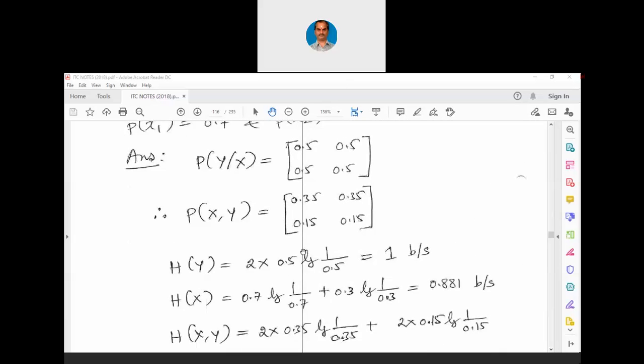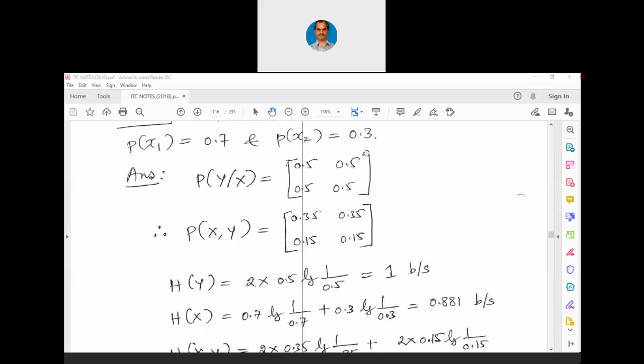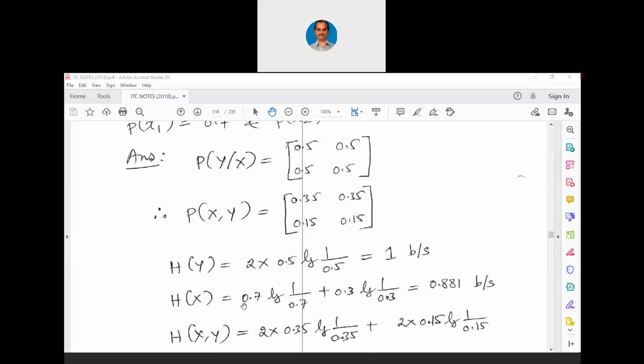Now from this JPM, we can find out h of y is 2 into 0.5 log of 1 over 0.5, that is 1 bit per symbol. This is nothing but 0.35 plus 0.15 is 0.5, again 0.35 plus 0.15 is 0.5. So 2 into 0.5 log of 1 over 0.5 is 1 bit per symbol. H of x is, it is given p of x1 as 0.7, p of x2 as 0.3. So h of x is 0.7 log of 1 over 0.7 plus 0.3 log of 1 over 0.3, which is 0.881 bits per symbol.